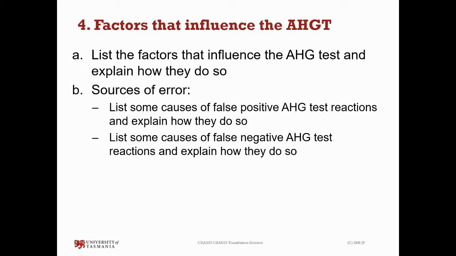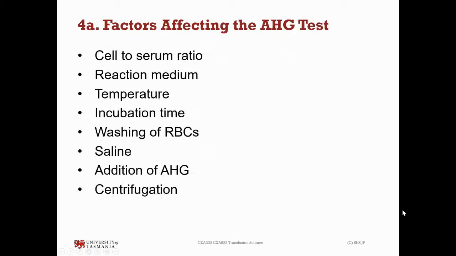So we'll go on to the next slide, which is a list of factors affecting the AHG test, which are listed in Harmony. As you can see, you have included a number of those. You talked about the cell to serum ratio. Why do you think this might be important? The cells and the serum or the plasma. Why do you think that might be important? Competition, yep, too little cells, can't see agglutination well.